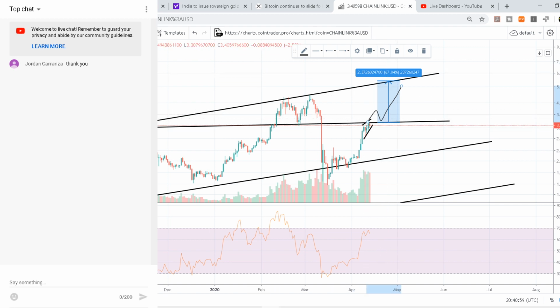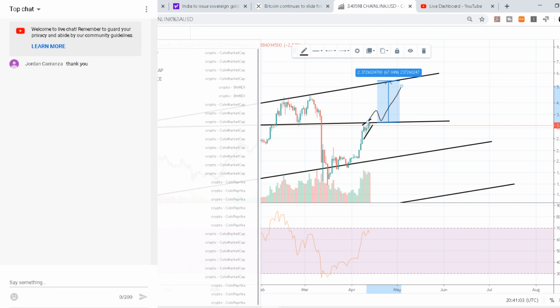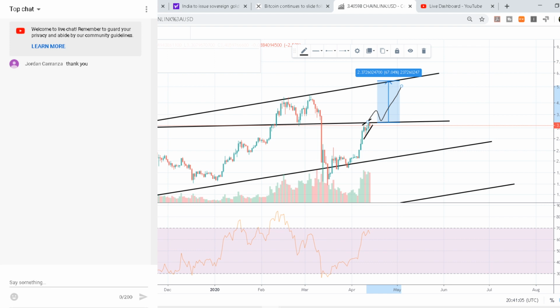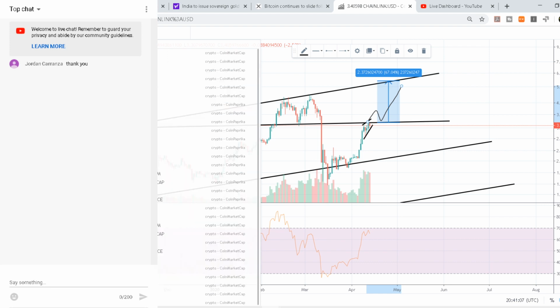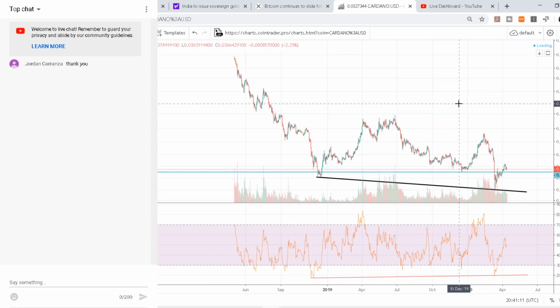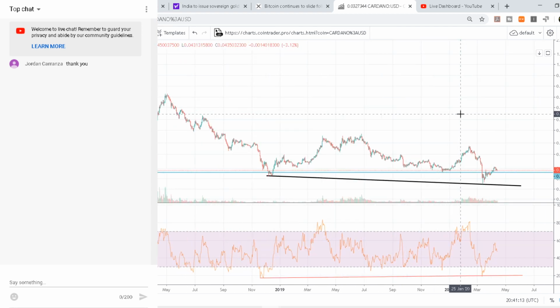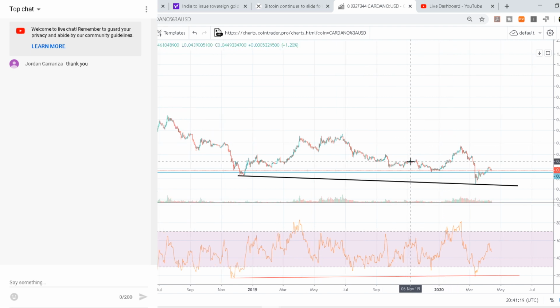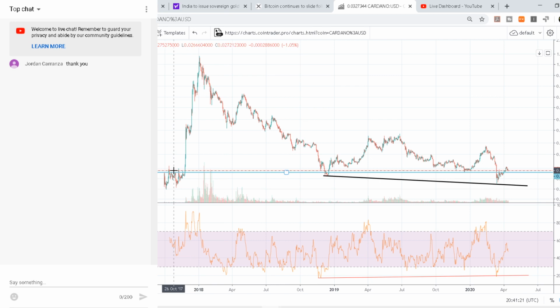Now that's for Chainlink. Now we'll jump into ADA, that's Cardano. Cardano to US dollar. So as far as Cardano goes, what we can see is something like this in a longer time frame chart. Say for example, when we are looking at Cardano in this daily chart, we can see this is the long time horizontal support resistance area.